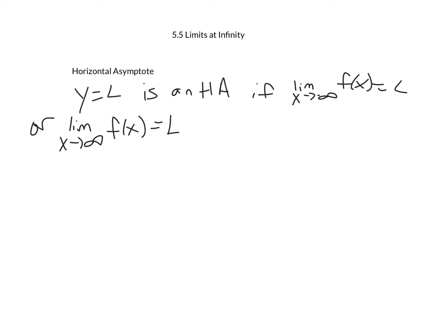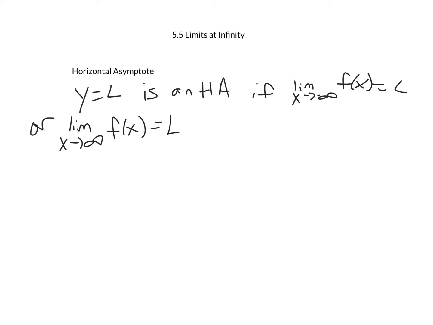Alright, 5.5, limits at infinity. Big thing with limits that approach negative infinity or infinity, we can use these to find asymptotes, okay? Horizontal asymptotes particularly. So y equals L is a horizontal asymptote if the limit as x approaches negative infinity of f of x is equal to L, or the limit as x approaches infinity of f of x is equal to L. So one or the other happens is a horizontal asymptote.